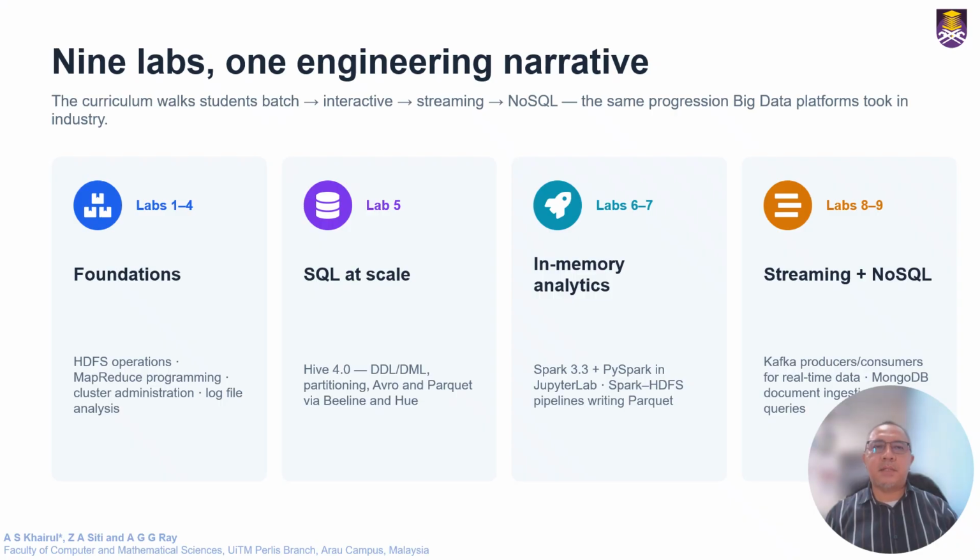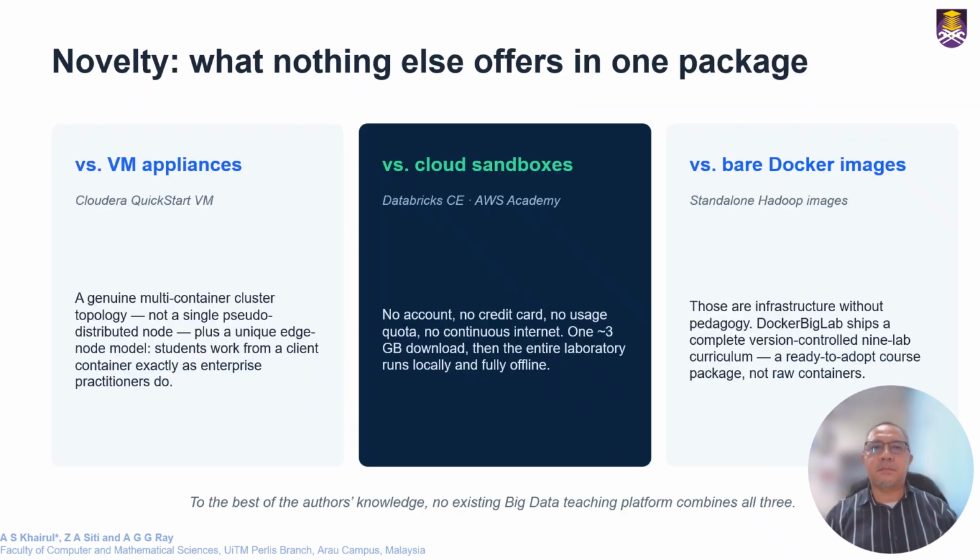The 9 labs tell one continuous engineering story. Students begin with HDFS and MapReduce foundations, progress to SQL at scale with Hive 4, move on to in-memory analytics with PySpark in JupyterLab, and finish with real-time Kafka streaming and MongoDB, the same journey the industry itself has taken from batch to streaming. So where is the novelty?